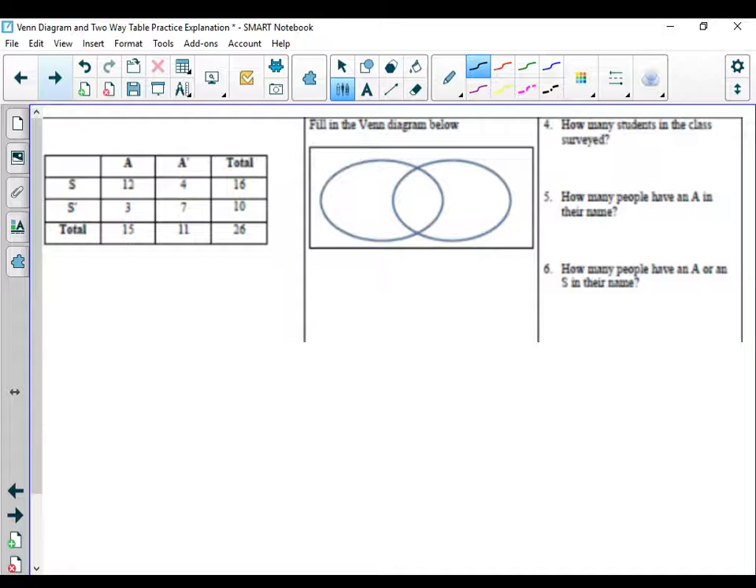So the two situations again are looking at letter of A, letter of S. And I'm going to use the two-way table to fill in my Venn diagram. Well, I always start on the inside and work my way out. So in other words, I'm going to try to fill in this section right here, right now. Well, that would be the ones that had A and had S. Well, if I look at my two-way table, the ones that had A and S were 12.